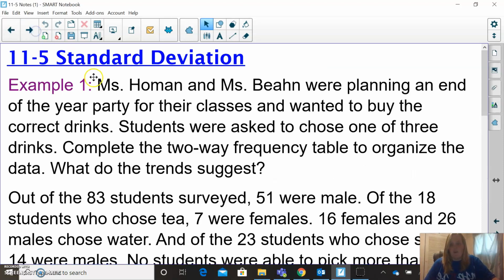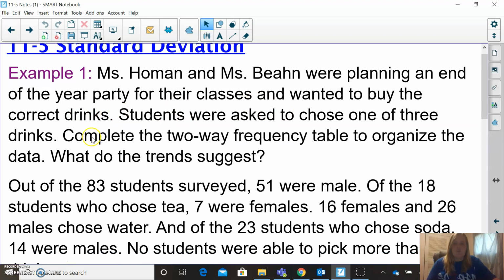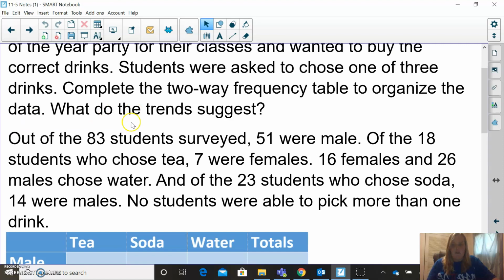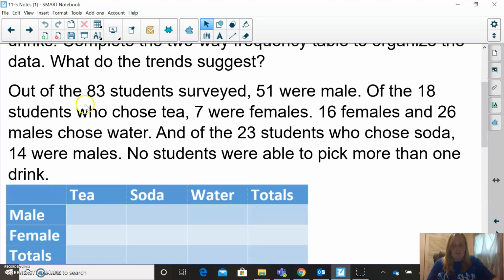Okay? So, Miss Holman and Miss Bean were planning an end-of-the-year party for their classes and wanted to buy the correct drinks. So students were asked to choose one of 3 drinks. Complete the two-way frequency table to organize the data. What do the trends suggest?